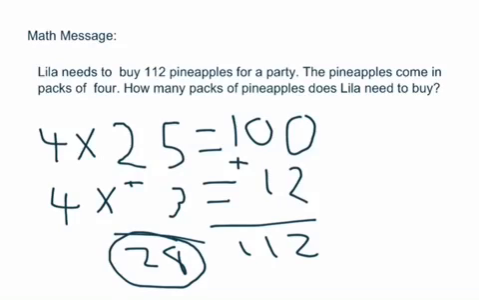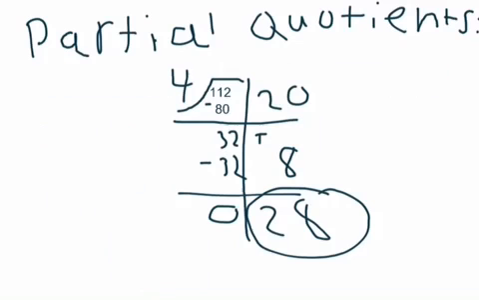So one way we could use to figure this out is we could do something like 4 times 25 equals 100. And we could do 4 times 3 equals 12. And then we'd get 112. But then we would have to add these two. So we would do 25 plus 3, and that equals 28. But we want you to do partial quotients.